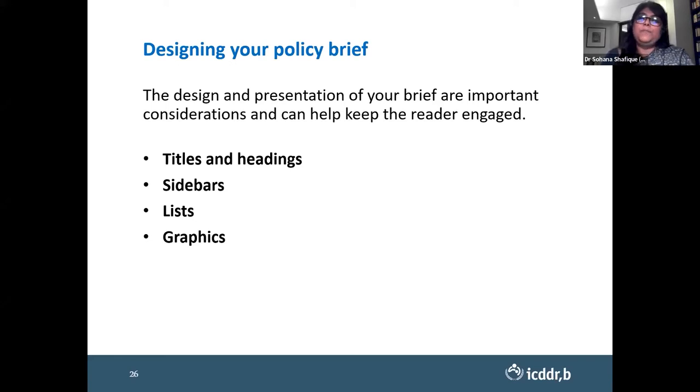For designing your policy brief, it's very important to use a template, if possible. If you have a series of papers or research, you can use the same design from a designer and share it with your audience so that they understand it's coming from the same research group, and the policymaker will understand that and value that. The design and presentation of your research briefs are important considerations, and they can help keep the reader engaged. We have to think about the titles and headings, the sidebars, use of lists, and of course the graphics.